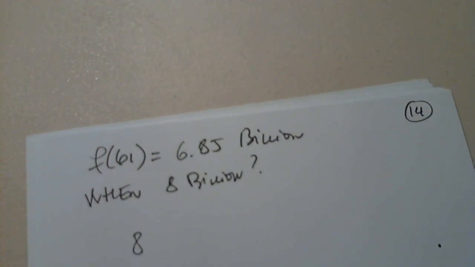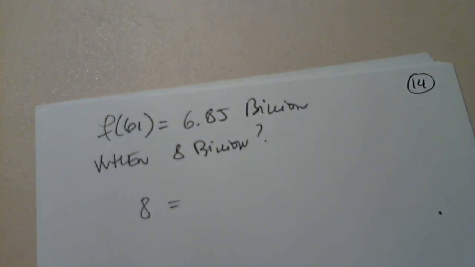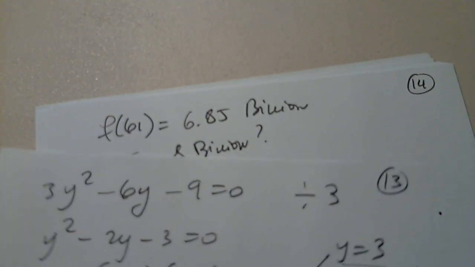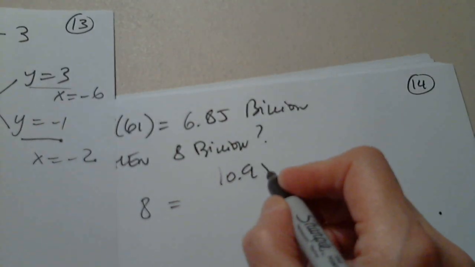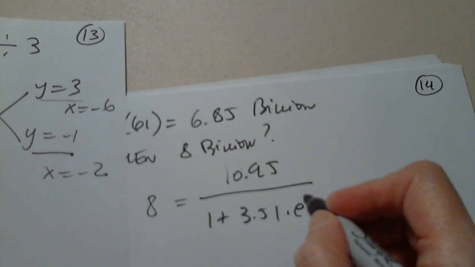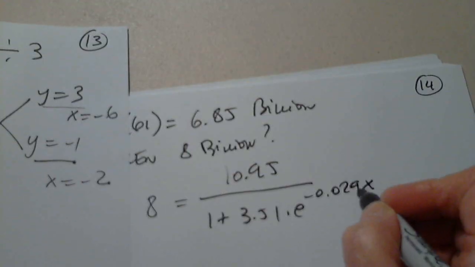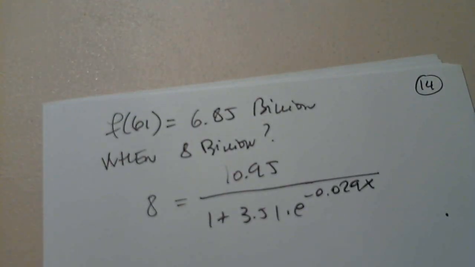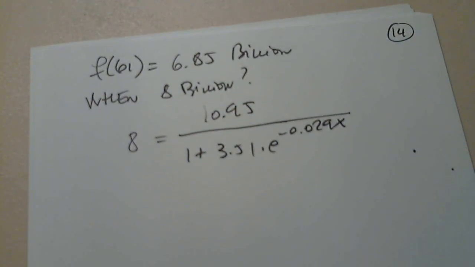The question is not trivial by any means. Let me copy it first. So, 10.95 over 1 plus 3.51 e to negative 0.029x. Good. How do I solve this equation?